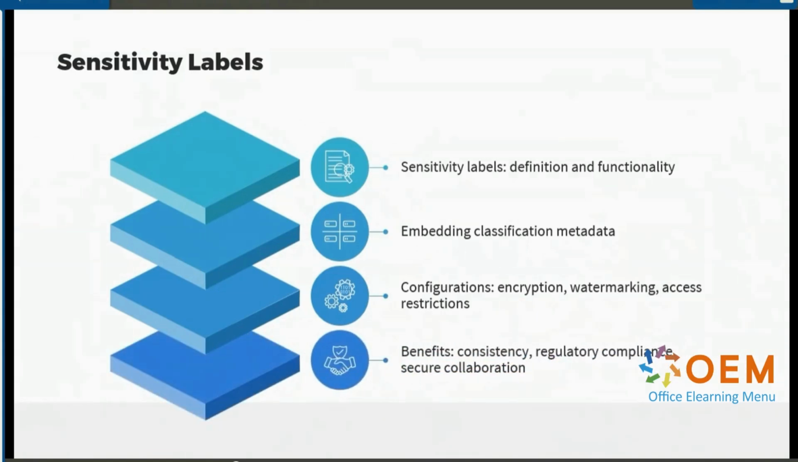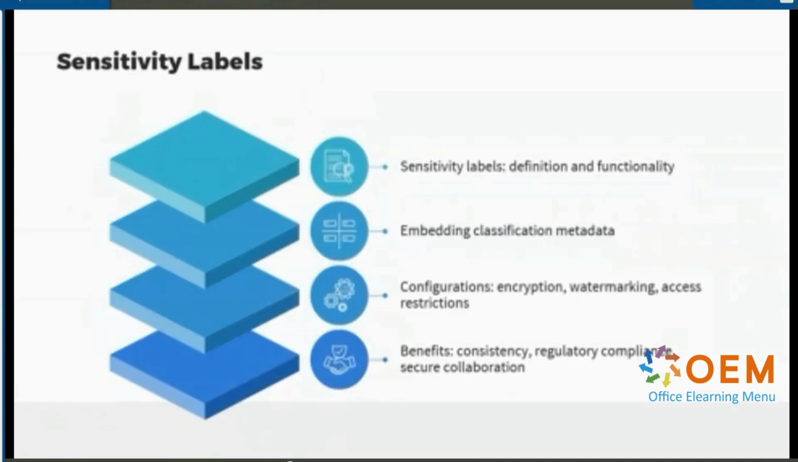The benefits of sensitivity labels are significant. They provide a consistent way to classify and protect sensitive information, reducing the risk of human error. They also help organizations comply with regulations by ensuring that sensitive information is handled appropriately. Additionally, these labels enhance collaboration by allowing users to share information securely, knowing that the appropriate protections are in place.